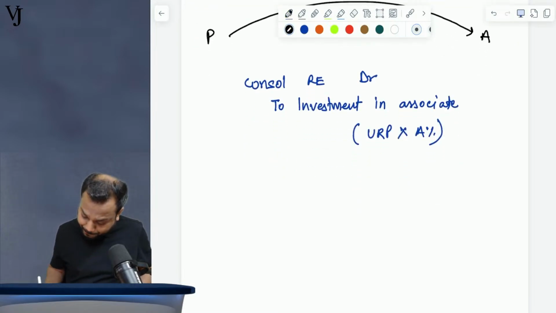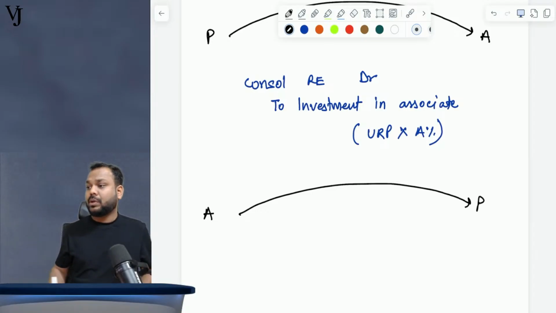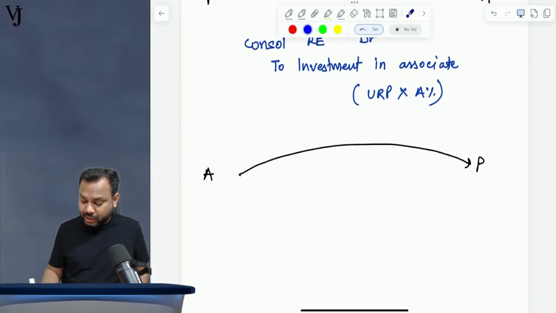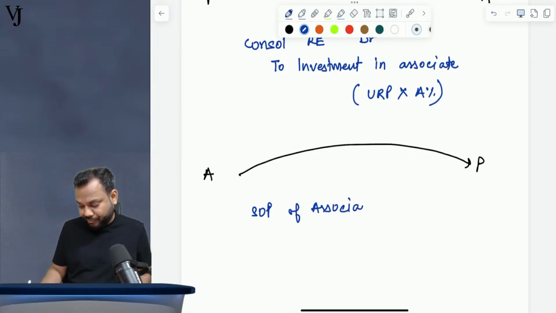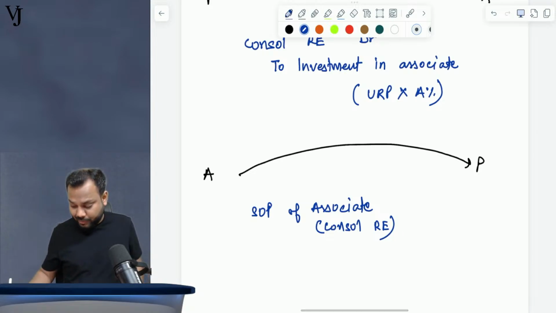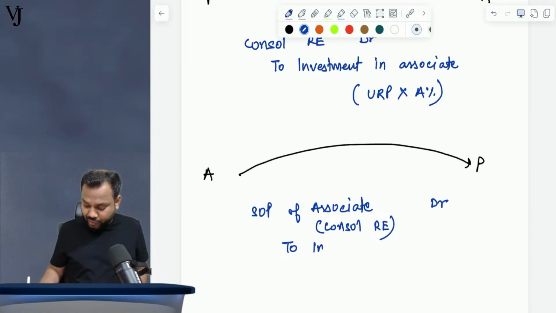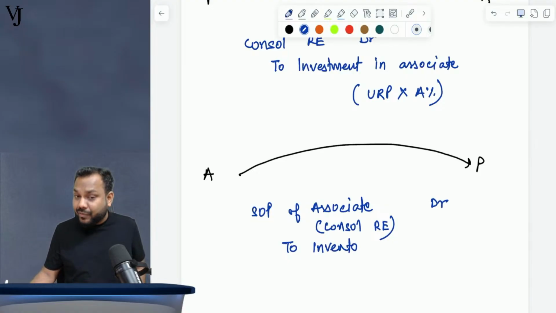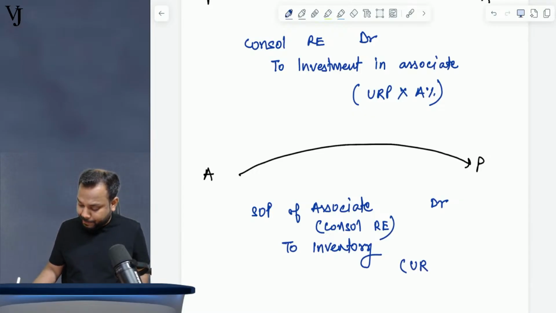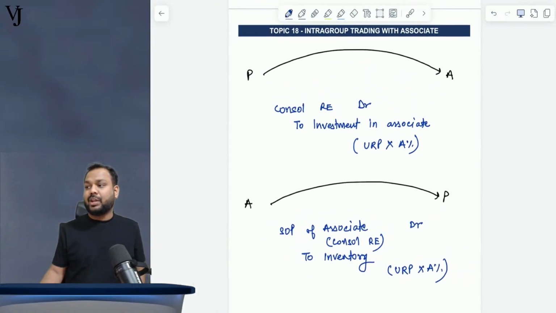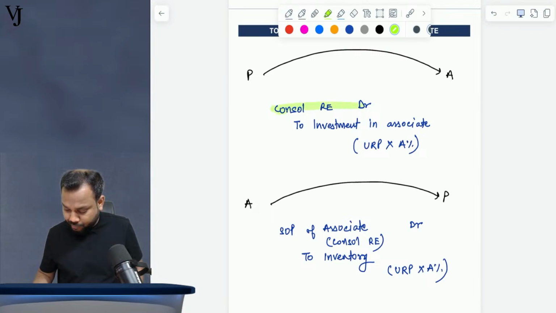Okay. Now, if associate sells the goods to parent, then what will happen? Now we have to reduce the share of profit of associate, which ideally gets accounted for in consol RE. If it's a question of consol SOFP, it gets adjusted from consol RE only. Okay, account debit to inventories. Why? Because this time parent has the inventory. Are we recording the inventory held by parent? Yes, we are recording. So we are reducing inventory here. By what amount? URP multiplied by the associate holding percentage. I believe it is very much clear. Guys, please make sure that you are doing this treatment.